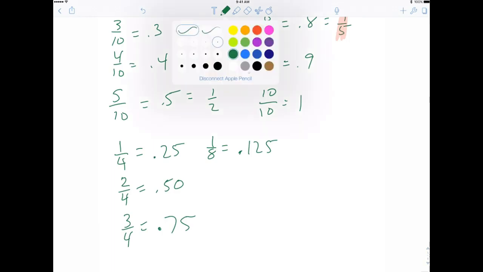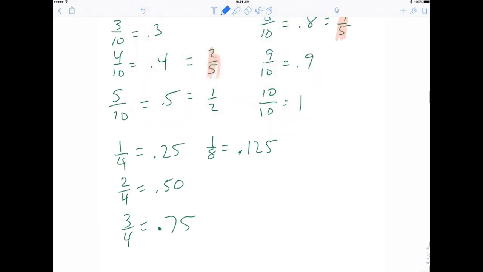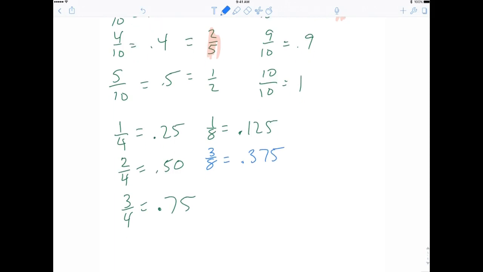All right? Now, the next one that I want you to memorize is 3/8. 3/8 is 0.375. 5/8 is 0.625. And 7/8 is 0.875. I feel like you're smart enough to do that.